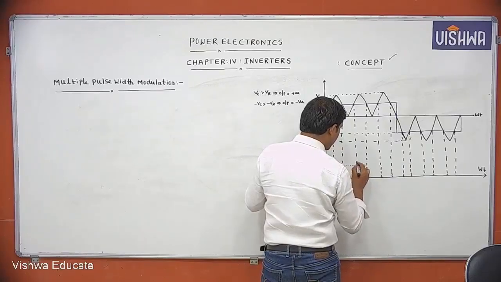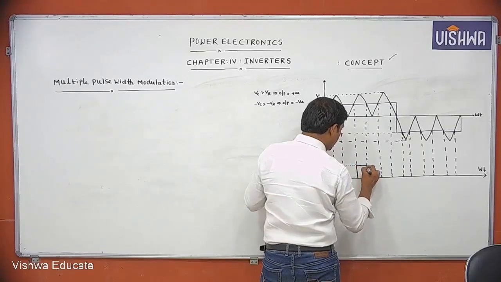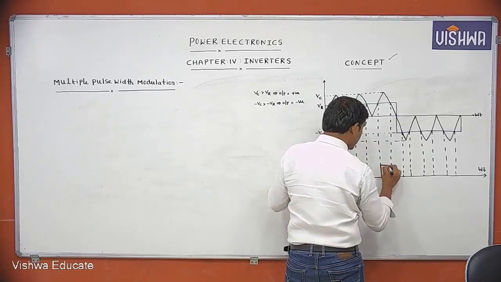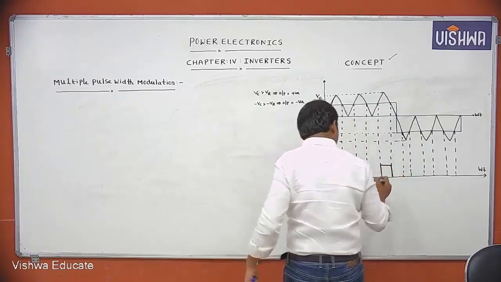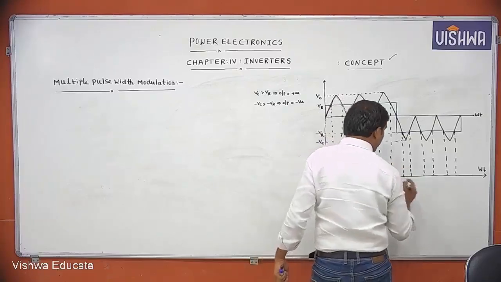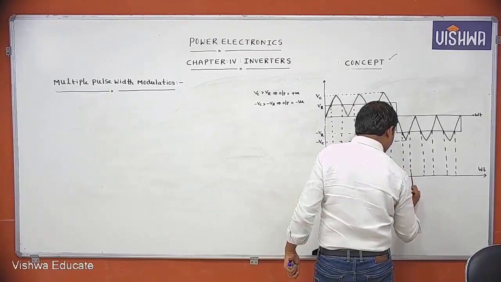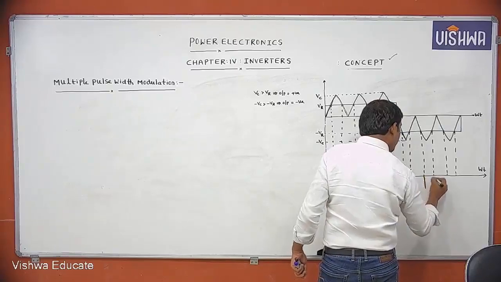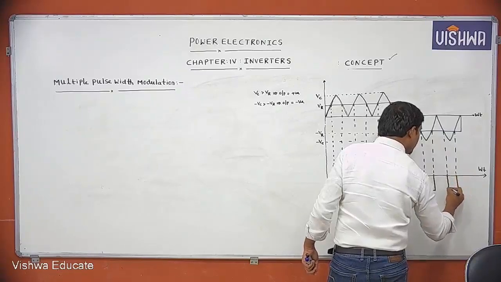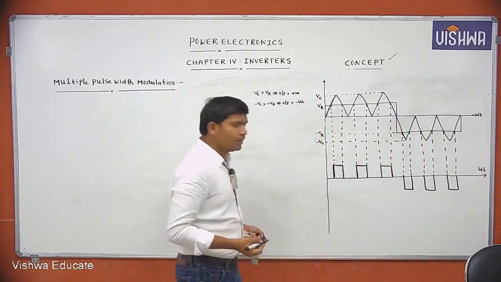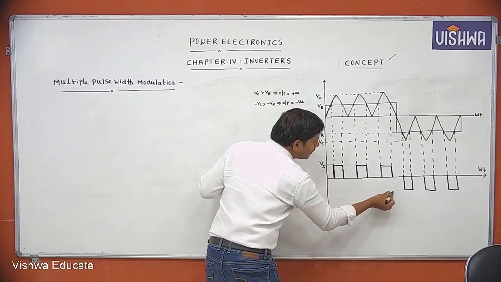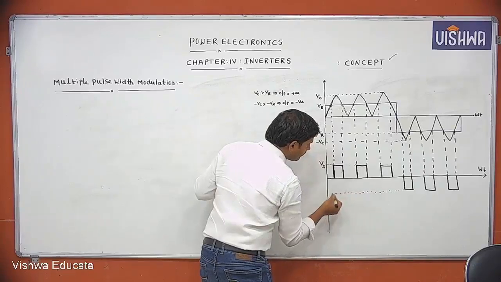Here also a pulse is generated. This is a positive pulse. Here also a pulse is generated. Here also a pulse is generated. And here the negative pulse is generated. Here the negative pulse is generated. Then this amplitude is Vs and this amplitude is also minus Vs.